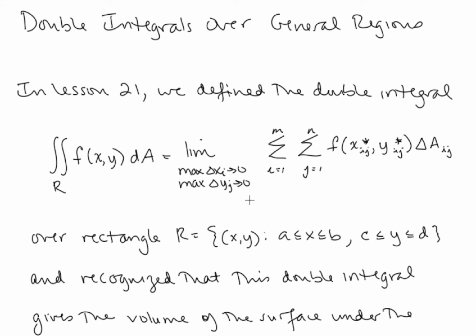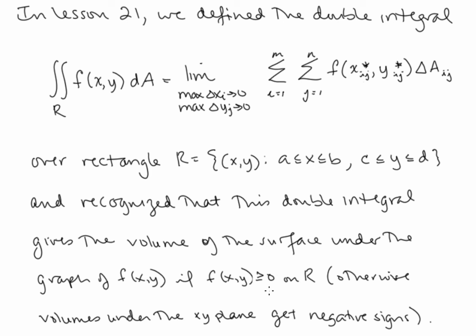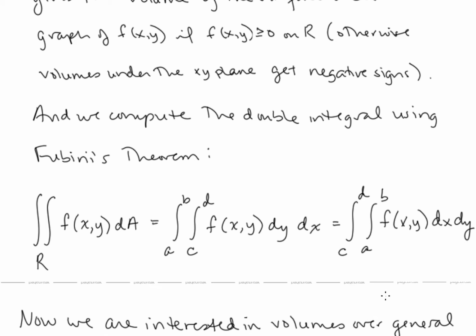And we recognize that this double integral gives us the volume of the surface under the graph of f of xy if f of xy is greater than or equal to 0 on R. Otherwise, we have to keep in mind that the volumes that are under the xy plane will get a negative sign. And we compute the double integral using Fubini's theorem. So we compute the double integral by writing it as an iterated integral over that rectangle.